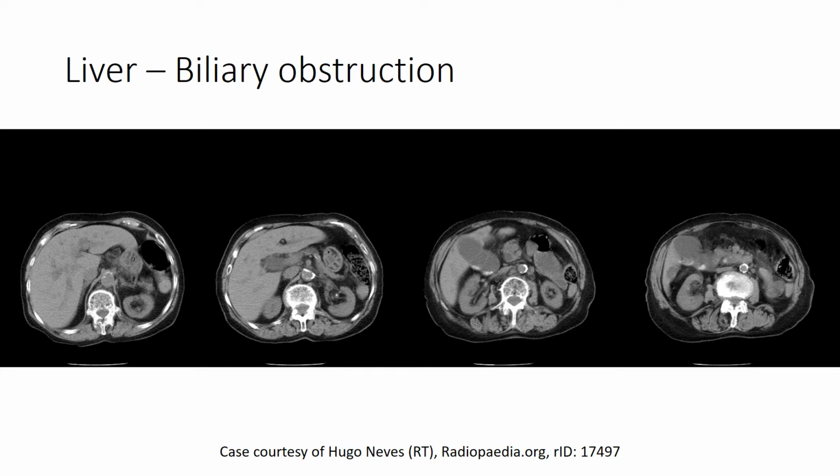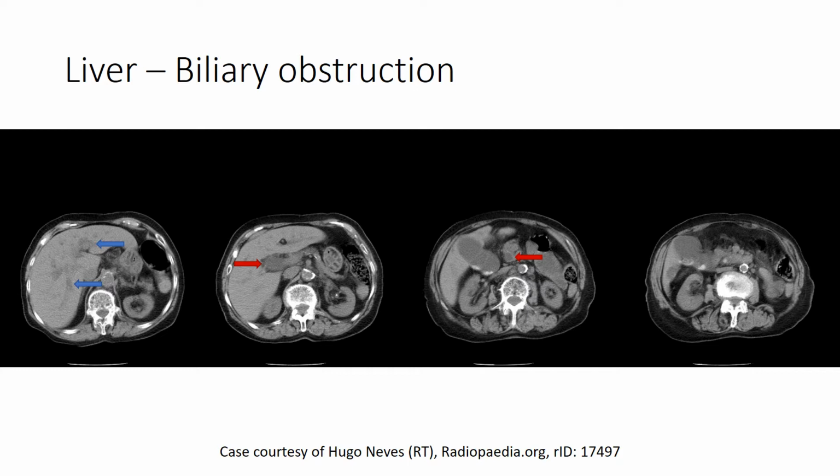So first, we can see dilation of the intrahepatic and extrahepatic bile ducts. The blue arrows highlight the intrahepatic bile ducts, which are dilated more than the usual 2 millimeters. The red arrows show the extrahepatic bile ducts, with the common hepatic bile duct seen in the second image, and the common bile duct in cross-section in the third image. These are both dilated more than the usual 6 millimeters.